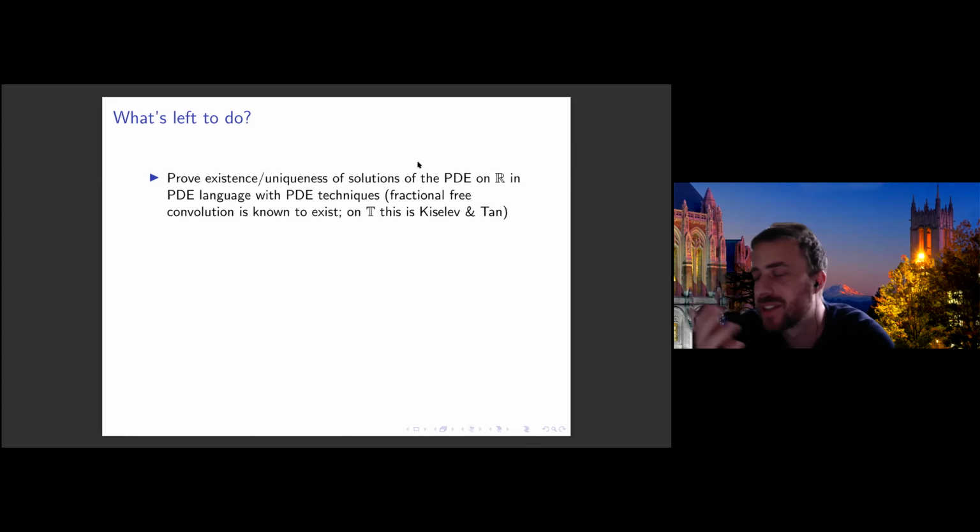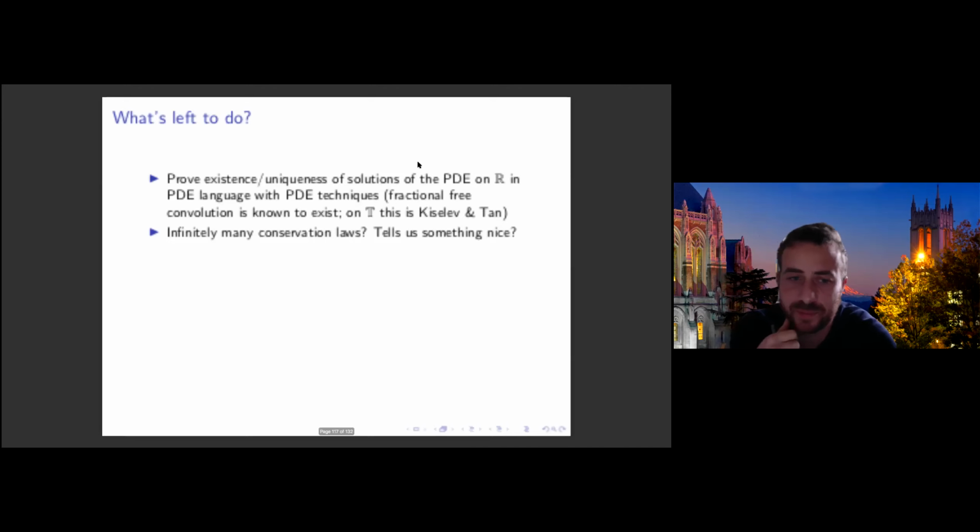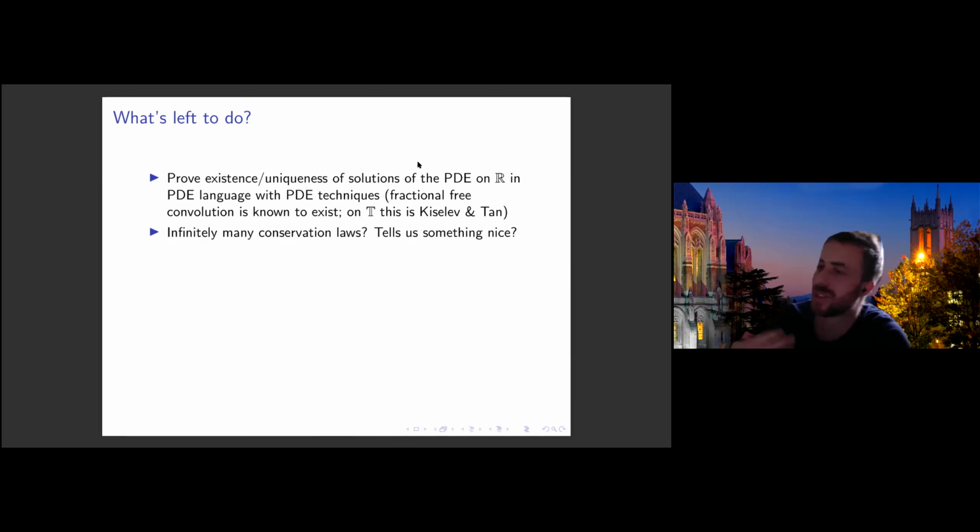So somehow it's clear that the PDE has to have a solution because of free probability, but it's not clear what this means in terms of PDE techniques. So conservation laws, what does this mean? I don't know. As a matter of fact, usually for these, if you have infinitely many conservation laws, probably the first two or three tell you something, and then they don't tell you much anymore. But what does this mean?